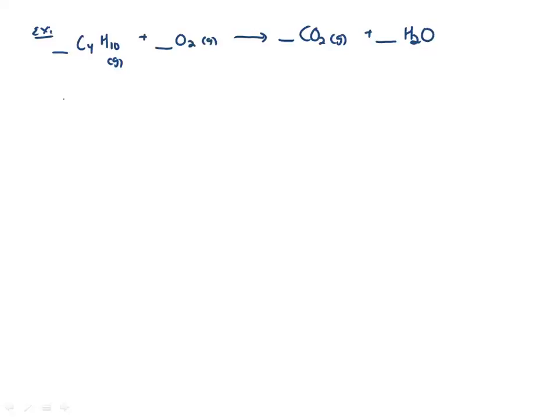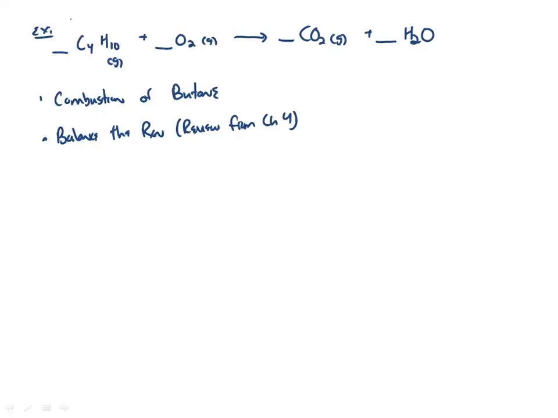So this is basically the combustion of butane. And butane is commonly found in most lighters, so it's something you might come across. And so what we have to realize is that in order to figure this out, the first thing we have to do is balance the reaction. So this is good review from chapter 4. And I'm going to balance it. It's 2, 13, 8, 10.